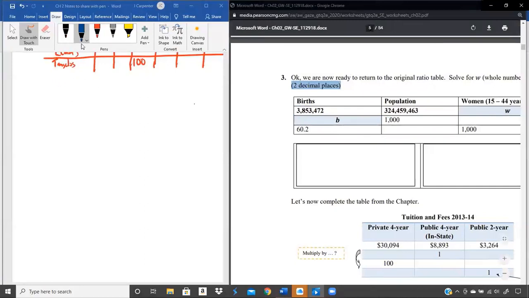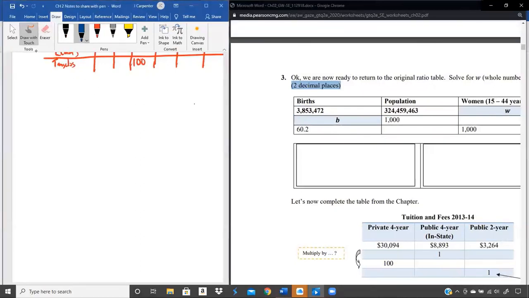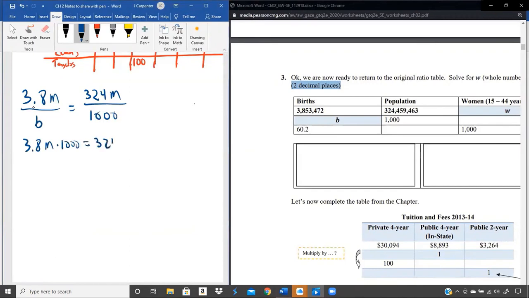All right, so I'm going to abbreviate. 3.8 million over the B is equal to the 324 million. Now, when I do my calculator, I will write the numbers in appropriately. You cross multiply, so you'll get 3.8 million times 1,000 is equal to 324 million times the B. Again, the M's are abbreviations for millions. Don't think they're variables, please.